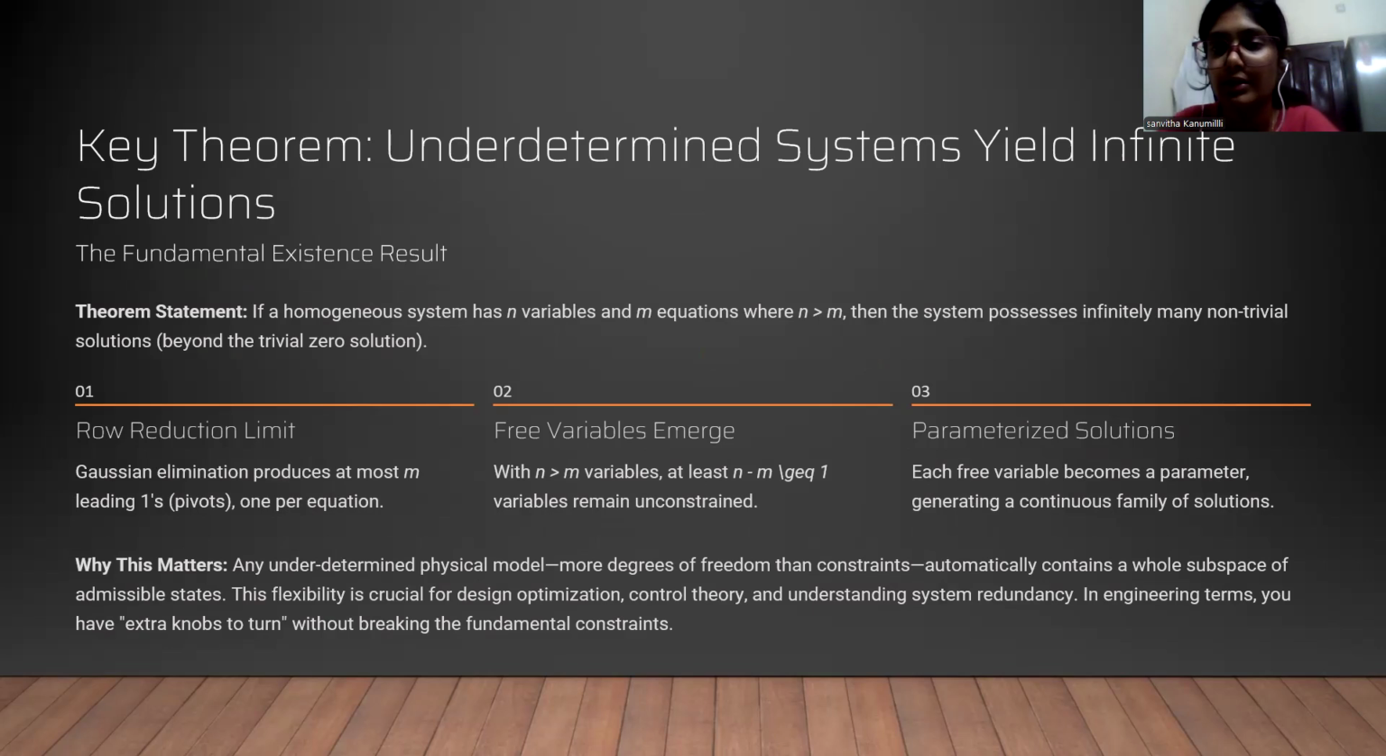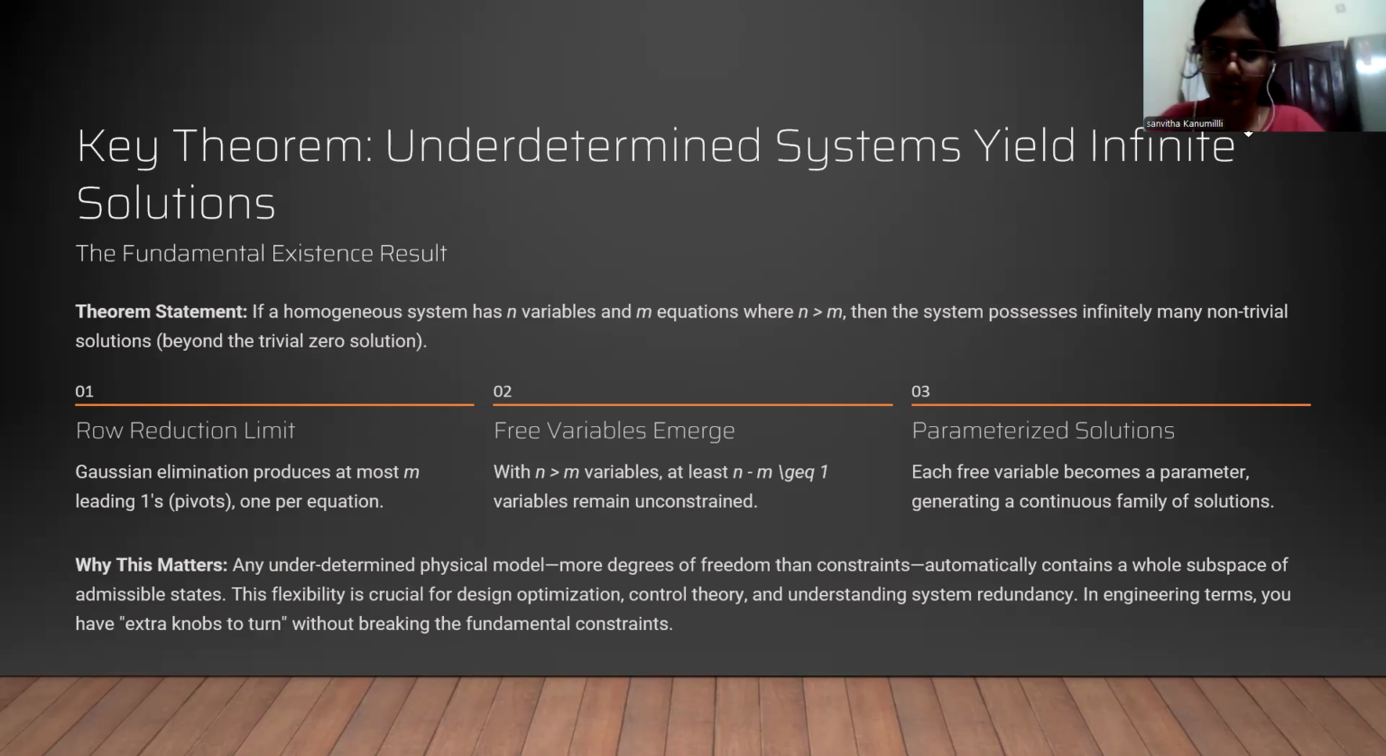Key theorem: underdetermined systems yield infinite solutions. This is the fundamental existence result. The theorem states that if a homogeneous system has n variables and m equations, where n is greater than m, which means variables outnumber equations, then the system possesses infinitely many non-trivial solutions, beyond the trivial solution, 0.